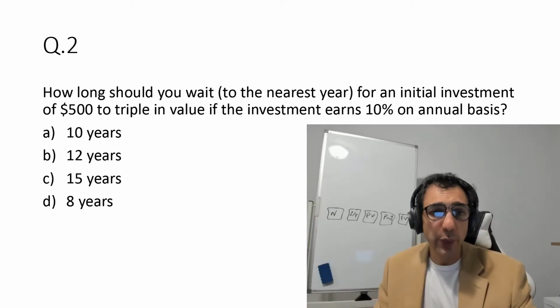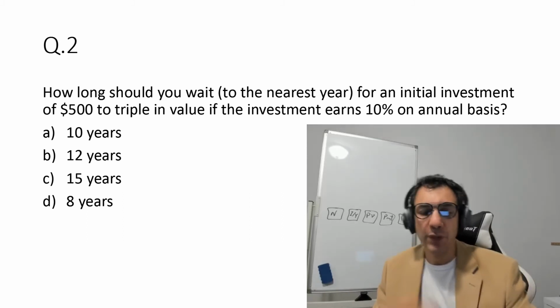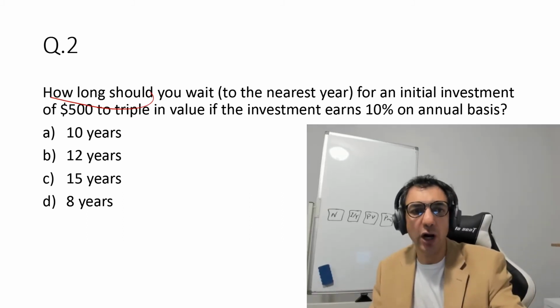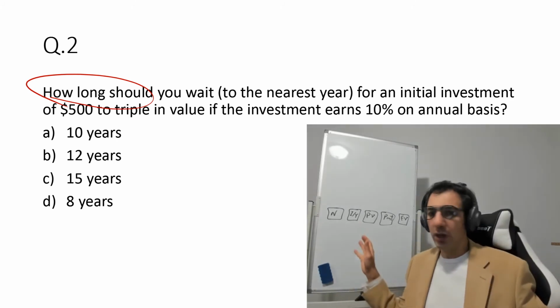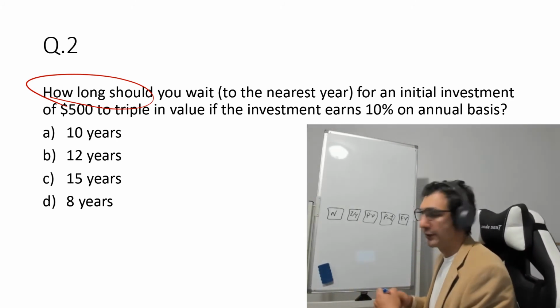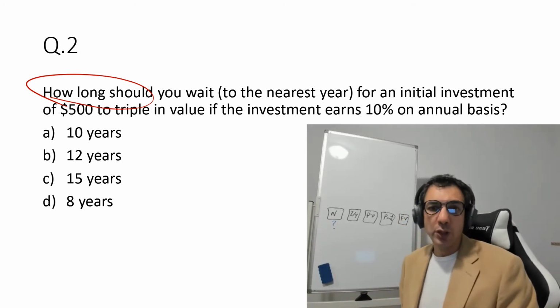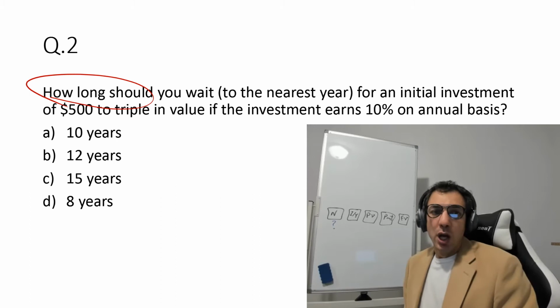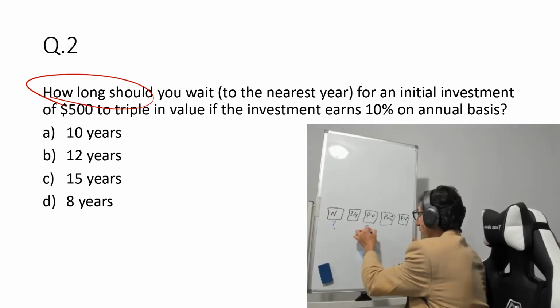How long should you wait, to the nearest year, for an initial investment of $500 to triple in value if the investment earns 10% on annual basis? So whenever we talk about the time, see how long, you're talking about N. So again, back to our argument regarding the time value of money. Here you're actually looking for N. So what else do we have here? The initial investment is $500. So present value is $500.